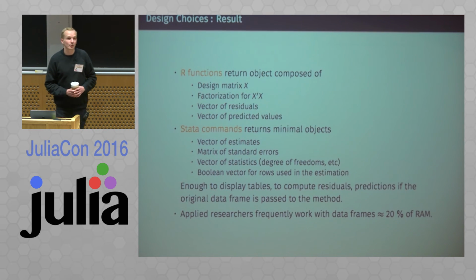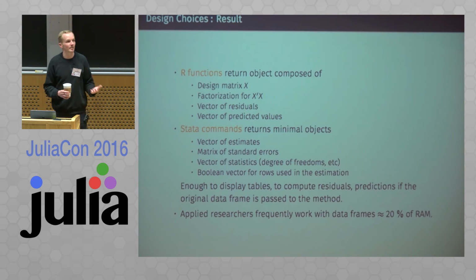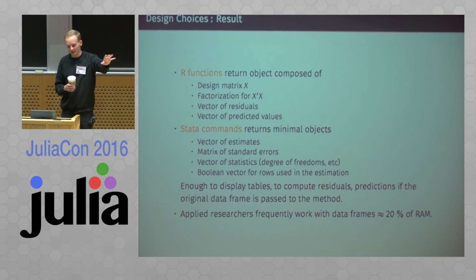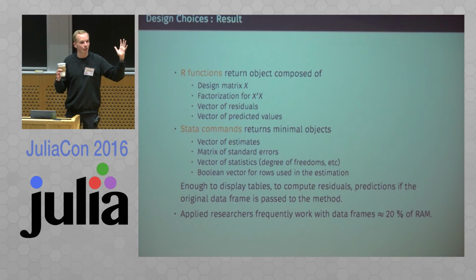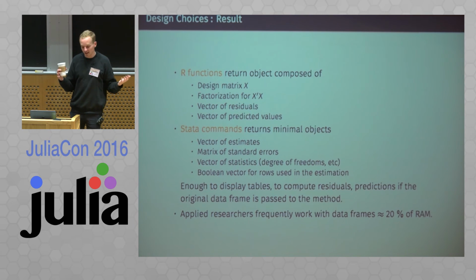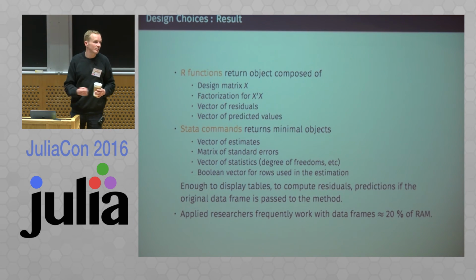All right, another difference with a typical estimation result in R is that R functions typically return a design matrix. So basically, you start from a data frame, you call the fit command, and then the command is going to form a matrix from your data frame. It's going to compute the factorization for X prime X, and it's going to store a vector of residuals, a vector of predicted values, basically a lot of information, in case you need it later.